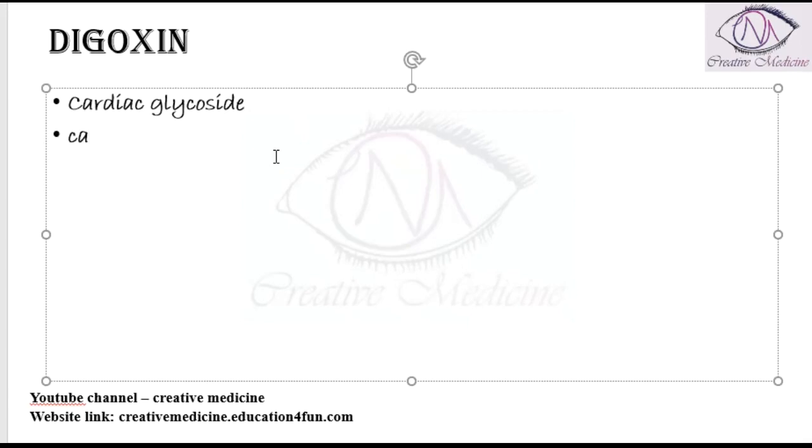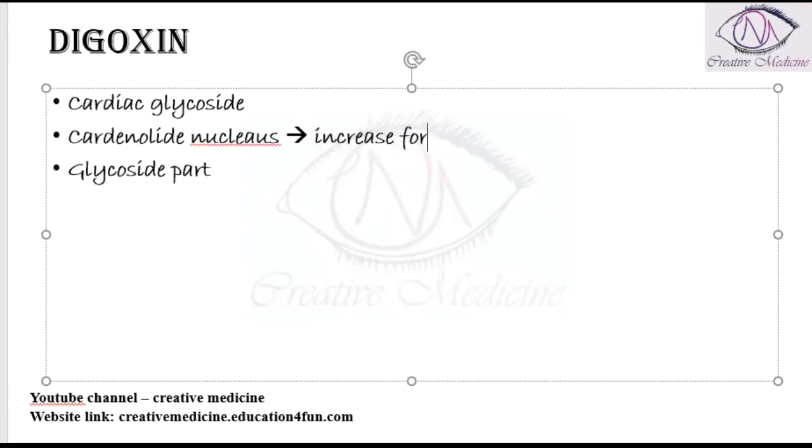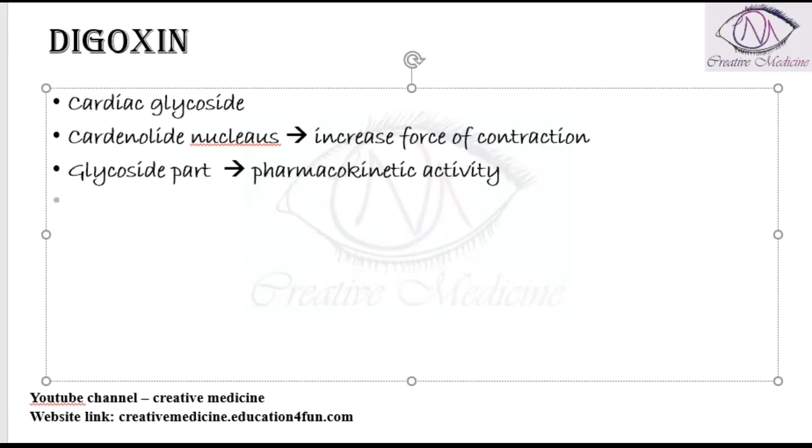Structurally, digoxin has a cardinolide nucleus, and it also has a glycoside part. This cardinolide nucleus is responsible for increasing the force of contraction of the heart, whereas the glycoside part is responsible for the pharmacokinetic activity of the cardiac glycoside.